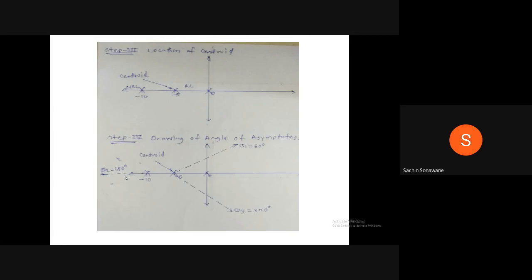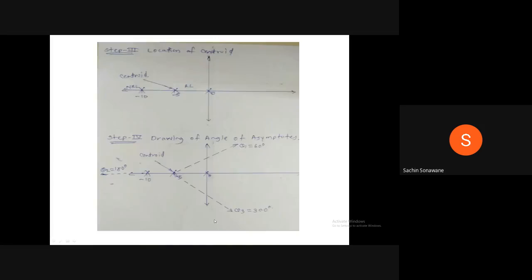Now location of centroid. We have calculated the value of centroid sigma is equal to -5. Therefore, locate sigma centroid at -5. Now step 4, drawing of angle of asymptote. We have calculated three angles, 60 degree, 180 degree and 300 degree. Therefore, locate the angles at -5, that is 60 degree, 180 degree and 300 degree. Now step 5, locate breakaway point, that is -2.11.